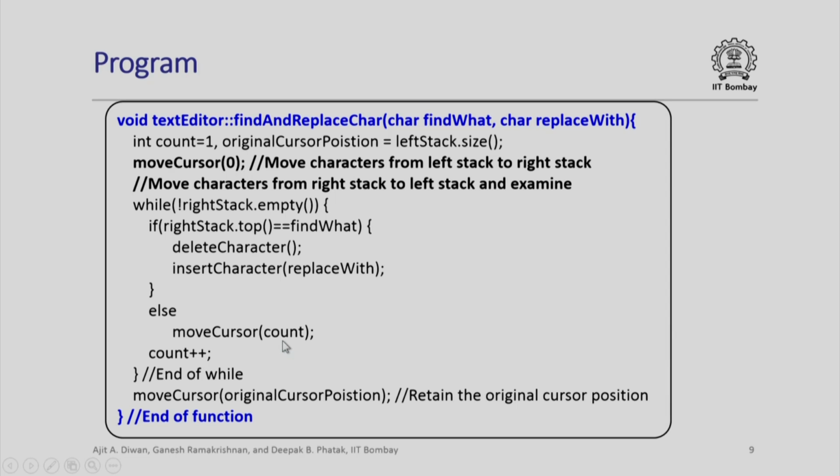Please note that count will change every time, because the count move cursor count is my function and it will increment by 1 every time. At the end of this while, I would have got all the characters replaced, but my cursor would not be at the original position. All that I do is I move the cursor to the original cursor position at the end of this function. So, in short, this complex operation is also not that complex to implement when I do it logically using my 2 stack model.